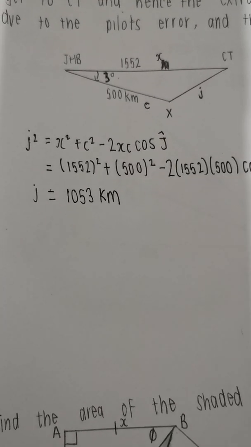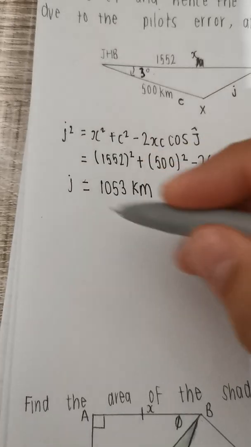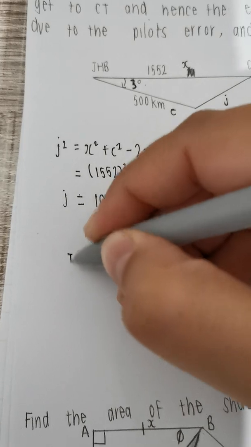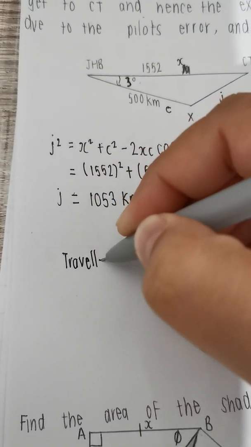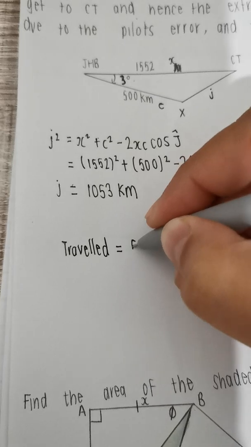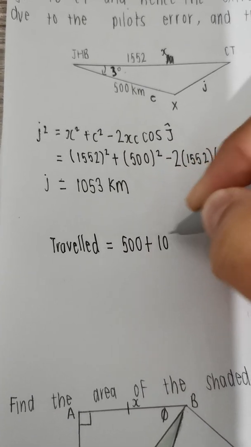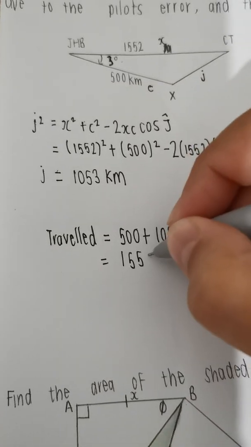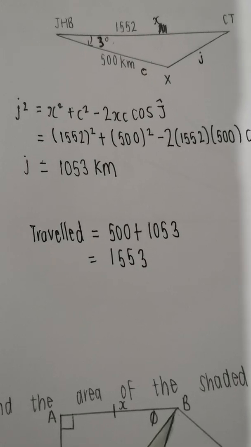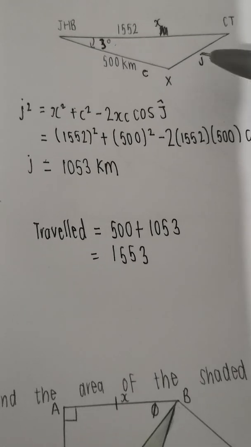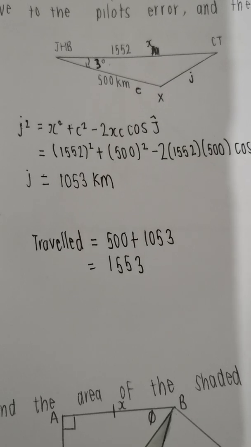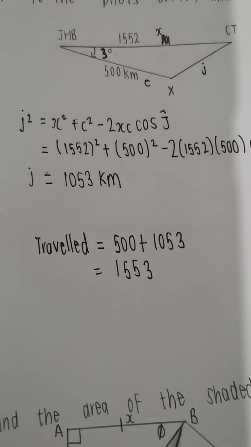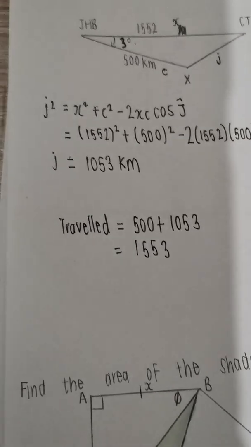It says how much has he actually traveled. So in total he was supposed to travel 1552. How much has he traveled? Let's put this down. Oh wow, would you look at that? He actually traveled only 1 kilometer. This part of technically his whole travel thing with his 3 degrees off is only 1 kilometer off course. 1 kilometer extra that he traveled.